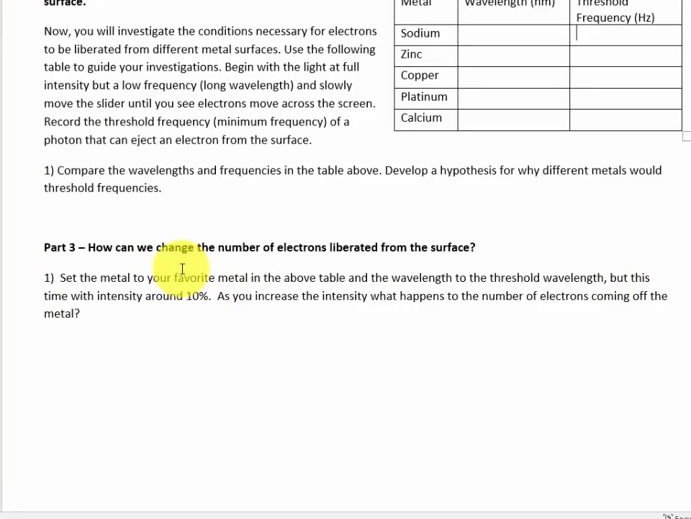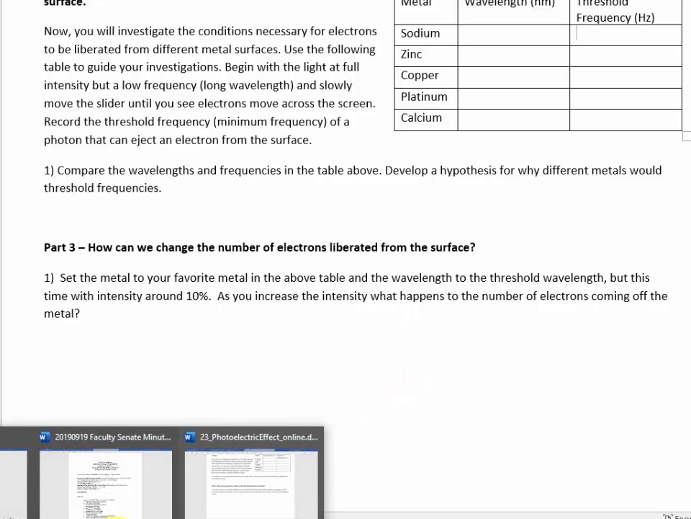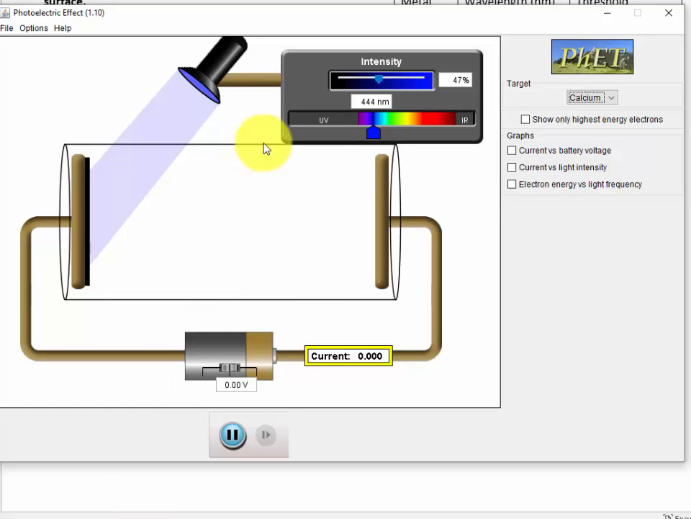Now we can mess around with the intensity. So we're going to select our favorite metal. I'll just leave it on calcium. And we're going to put the intensity of the light around 10%, making sure that we're above the threshold frequency, below the threshold wavelength, and see how the intensity affects the number of electrons. So I'll hop back to the lab. I'll make sure I'm ejecting electrons. I'll bring this down to 10% or so, and count the number of electrons coming off per second, and we'll jack this thing all the way up, and we can probably make an observation about that.